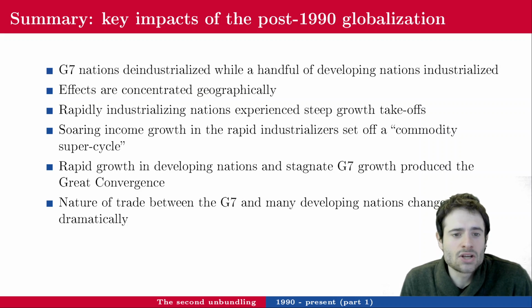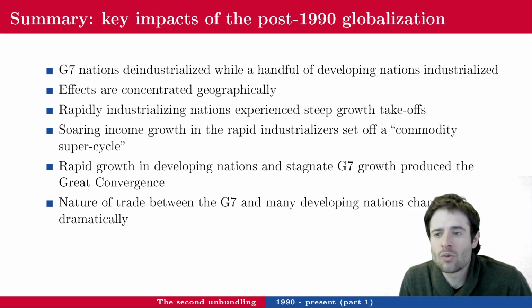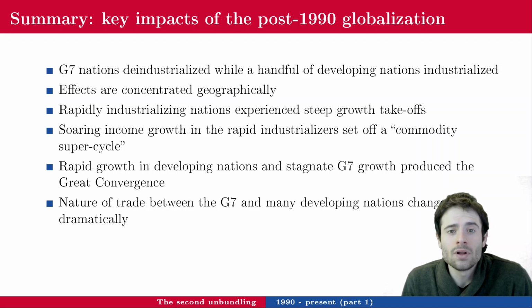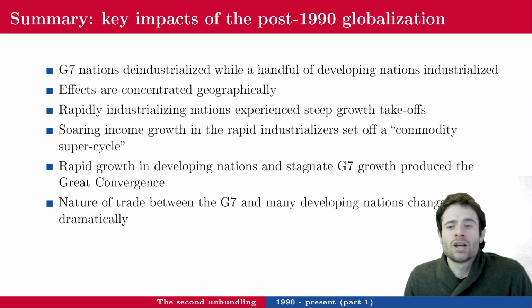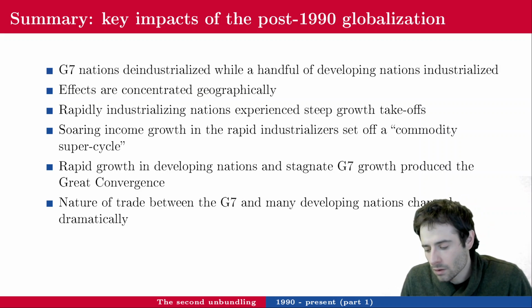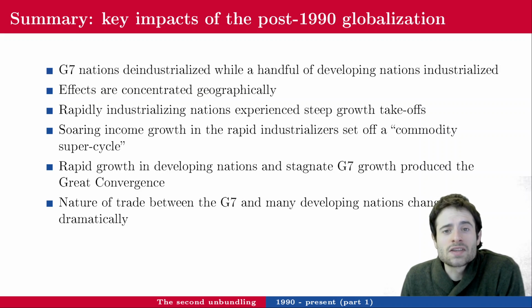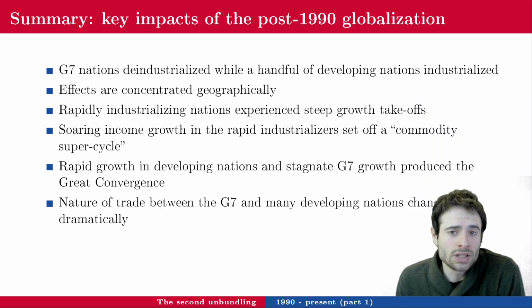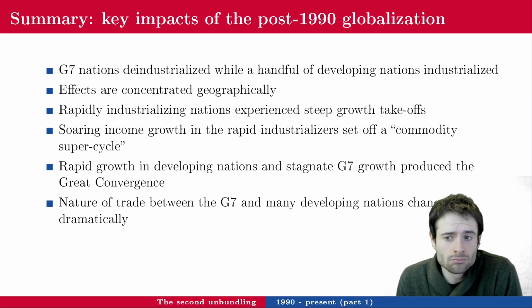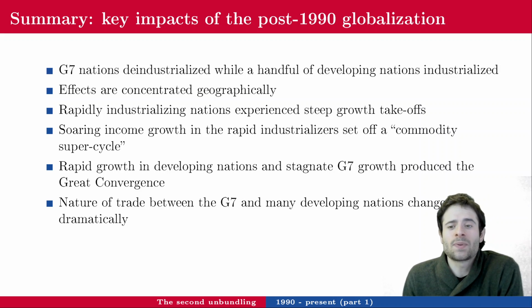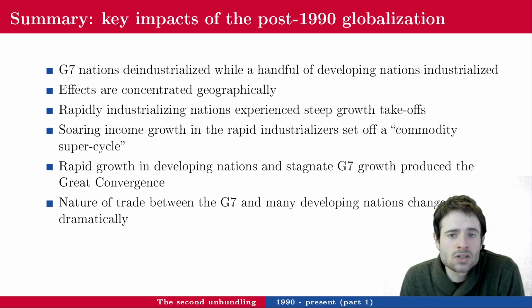So G7 nations deindustrialized while a handful of developing nations industrialize. Why a handful? Well, because not all the developing nations got on board with the globalization boat. Some of them proposed more agreements to facilitate investments from the north to the south. The effects are concentrated geographically for that reason. And rapidly industrializing nations experience steep growth takeoffs. Some of them experience growth with two digits. Northern countries never experience two-digit growth.